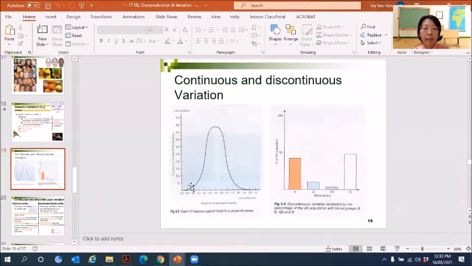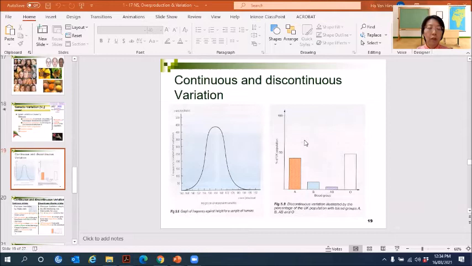On the left side, you can see there's a very smooth curve, and the phenotype is quantitative. And then on the right side, you can see that the phenotype is qualitative because we're talking about blood group. Blood group has blood group A, B, and O. So there's no value there, so we cannot have a smooth continuous curve. So it's a discontinuous variation.